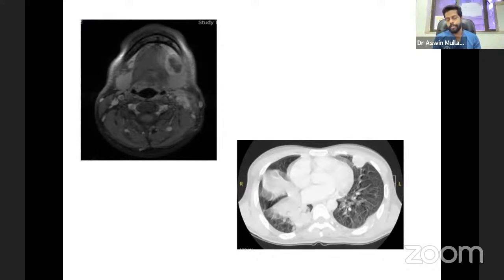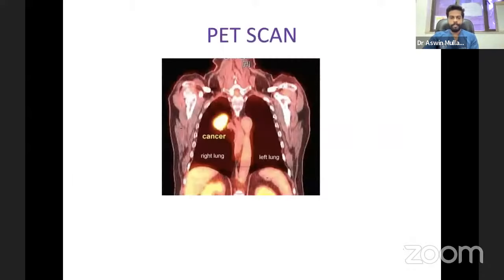So what we did is we went ahead with a metastatic workup. That means CT thorax, plain CT thorax. So we were able to find a metastatic lesion that you can see over the lower pole of the left lung. So these are like the imaging workup for a head and neck cancer patient.